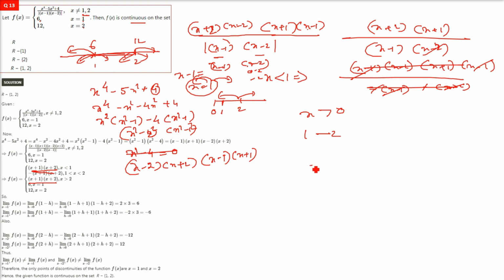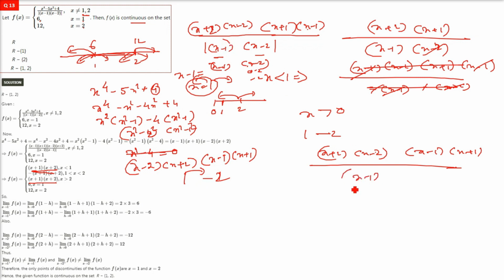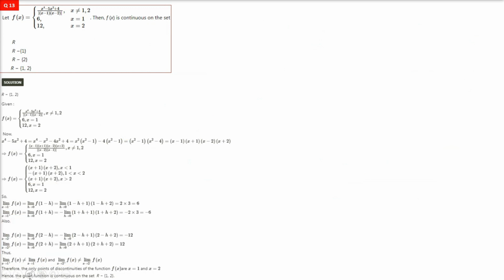Now what about 1 and 2? When you are between 1 and 2, what is the deciding point for x minus 1? You're above 1, so x minus 1 will be positive. But you're below 2, so x minus 2 will be negative. 1 is the deciding point for positive and negative for x minus 1, and 2 is the deciding point for x minus 2. So you get x plus 1 and x plus 2, and x minus 2 will be negative. So you see there is a negative for x which is in between 1 and 2.